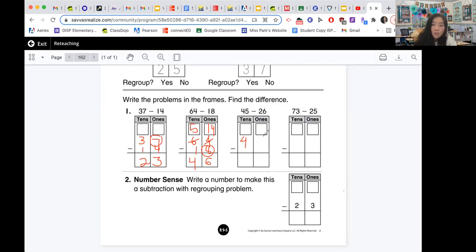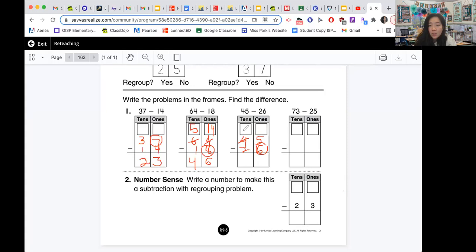Next one, 45 minus 26. When we work in breakout rooms, your breakout room leader is going to be writing these in Kami, okay? So make sure if you're going to be a breakout room leader, make sure you know how to do this.